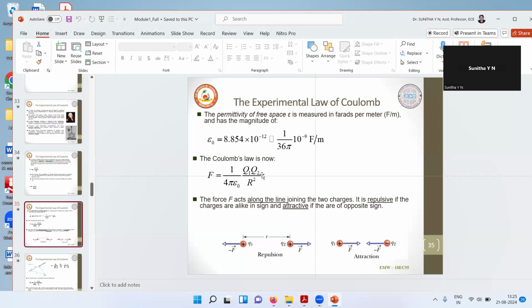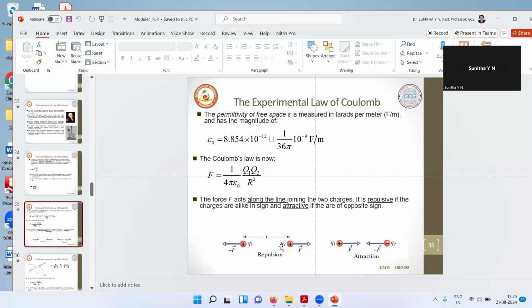So now Coulomb's law we can write as F is equal to 1 divided by 4 pi epsilon naught into Q1, Q2 divided by R square. This is the force equation according to Coulomb. And we know that the force F acts along the line joining the two charges. It is repulsive if the charges are alike in sign and attractive if they are of opposite sign.